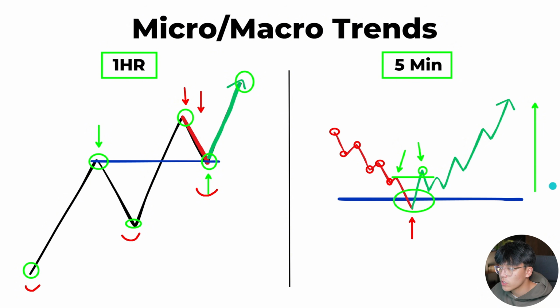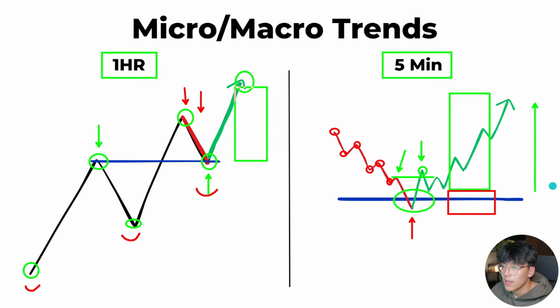Once we break structure, as you can see right here, we're going to be looking to trade price back up towards our key areas, risking off this key swing low. So on the higher time frames, what it will look like is this nice break and retest on the higher time frames with a stop just underneath this key area.